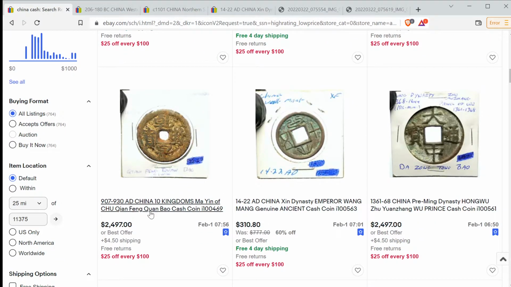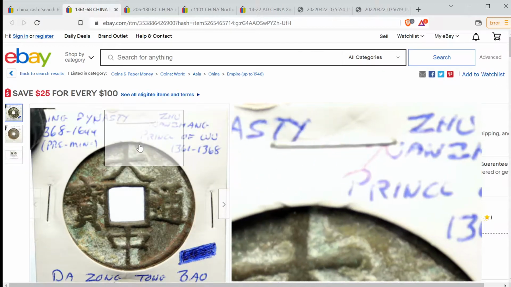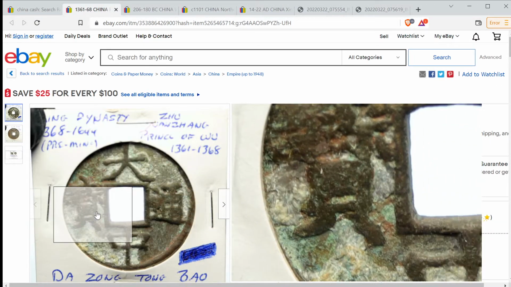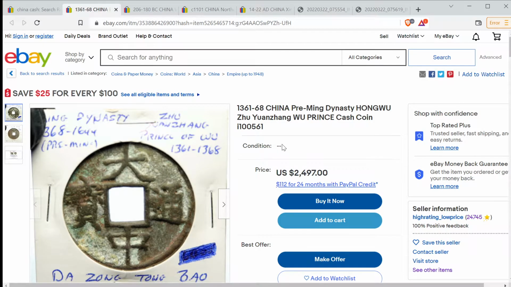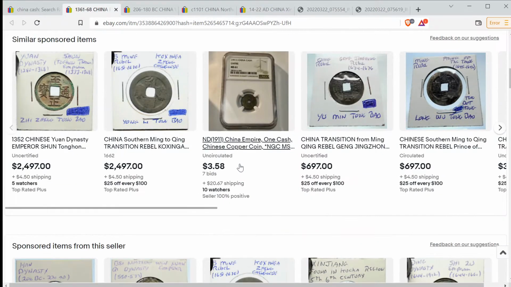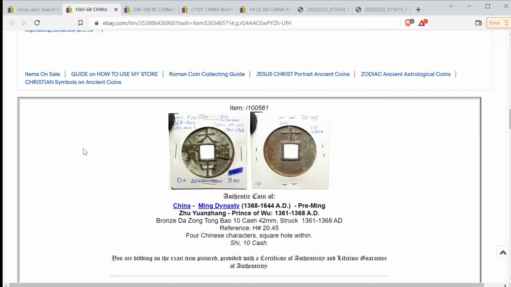Okay, so this is kind of interesting, right? These types 14 through 22, 1361. Usually the bigger these pieces are, the more expensive they get. So I guess here's one of the examples there.